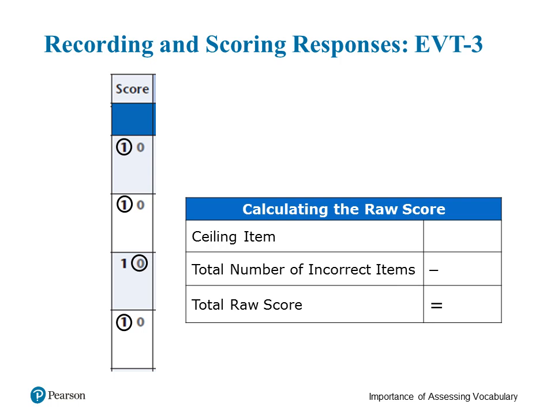For the EVT-3, when recording and scoring these responses, you'll circle the score that corresponds with the response, either correct or incorrect, and then you'll calculate the raw score the same way, ceiling item number minus the total number of incorrect items to get the raw score.